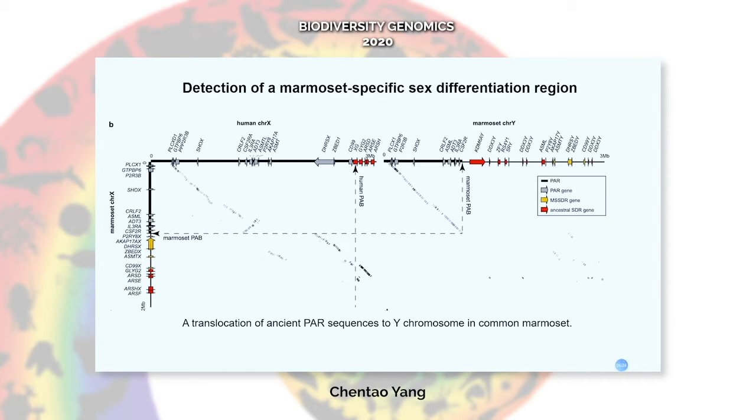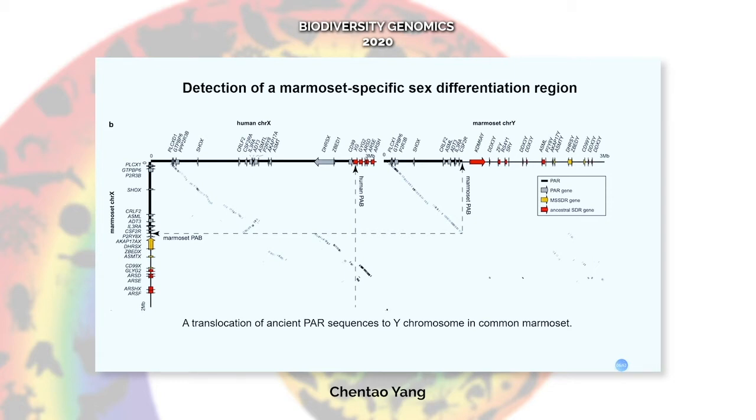This translocation of marmoset-specific SDR also led to the expansion of the male-specific region in the marmoset Y chromosome, making its PAR the shortest among the primates recorded so far. By dating the formation of the marmoset-specific SDR, we found that the expansion is a young event.